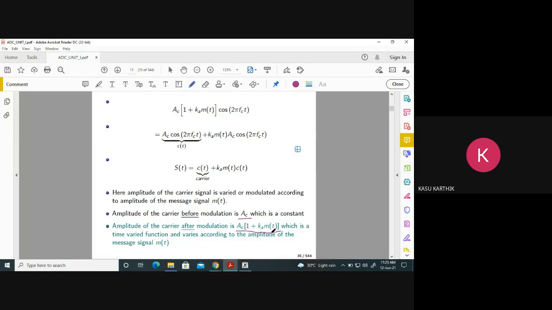Here we are not changing the frequency and phase of the carrier. As I told you, the carrier has three parameters: amplitude, frequency and phase. Now we are changing the amplitude of the carrier, keeping frequency and phase as they are. We are just changing the amplitude of the carrier according to the amplitude of the message signal. That is the basic definition of amplitude modulation. Now next.